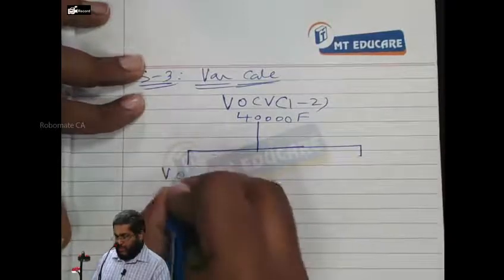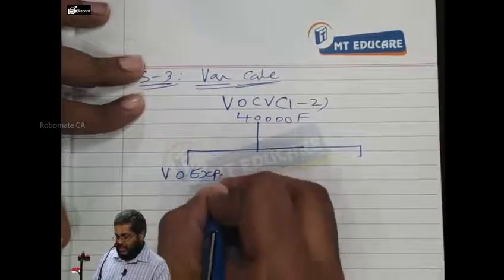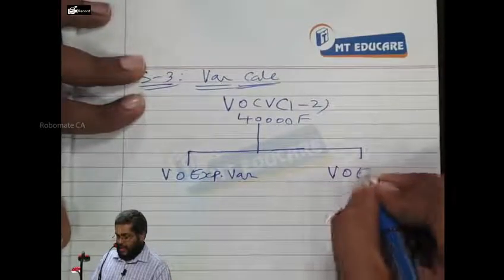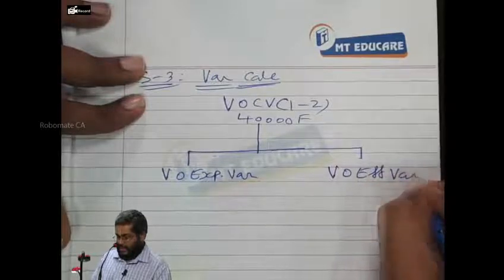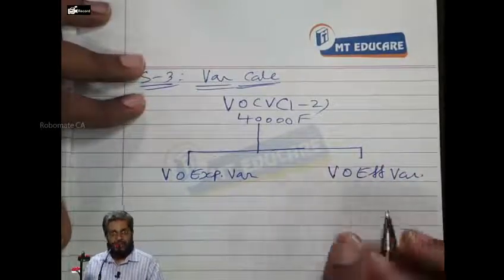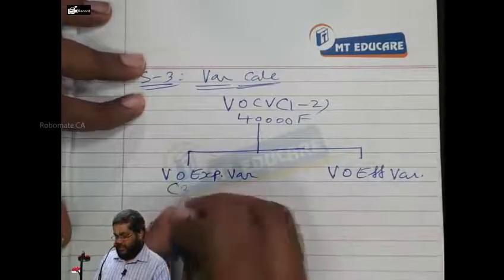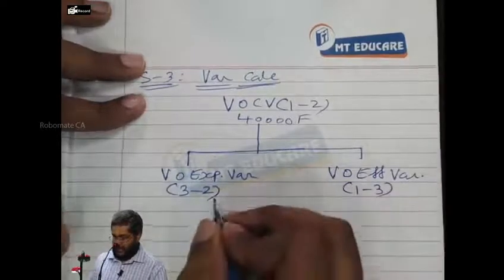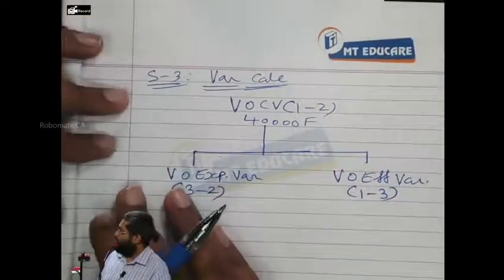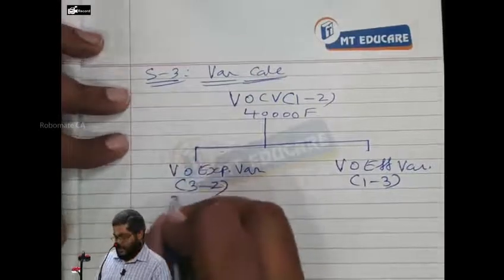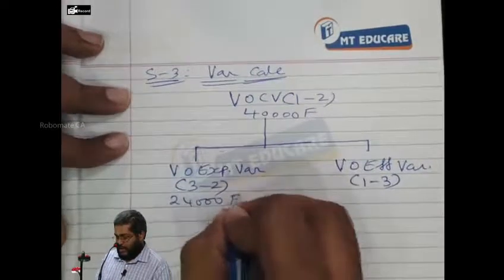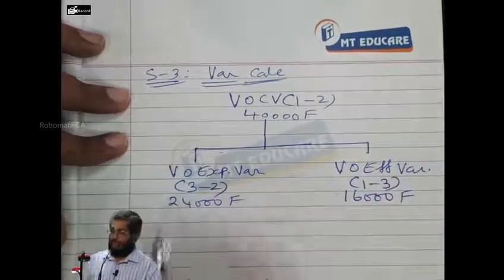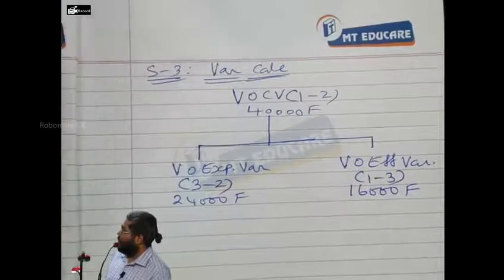First branch is variable overhead expenditure variance. Second branch is variable overhead efficiency variance. Expenditure is 3 minus 2. Efficiency is 1 minus 3. 3 minus 2, tell me how much it is favorable? 24,000 favorable. 1 minus 3, 16,000 favorable.